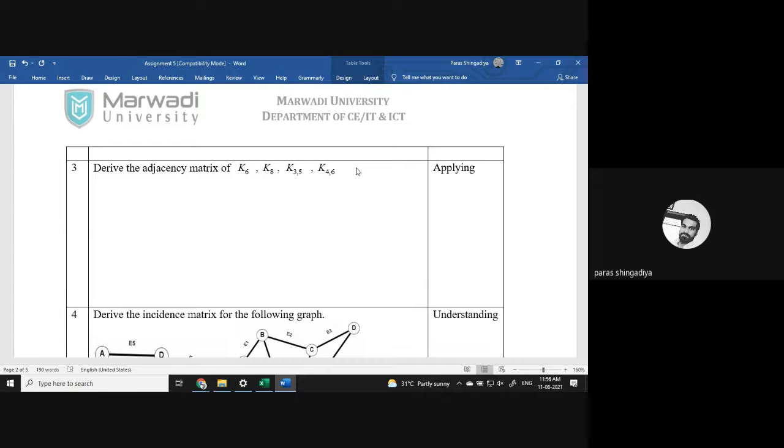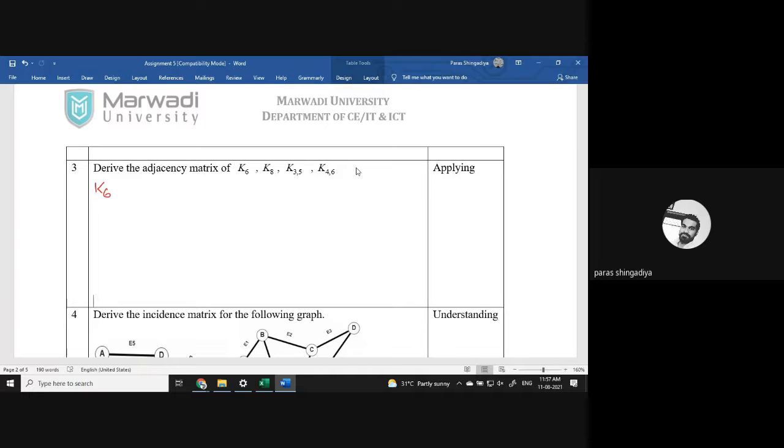Clear? And first you have to draw this graph, and then after create its matrix. Okay? So two complete graphs are given, and two complete bipartite graphs are given. Okay? So let's first solve the K6 graph.